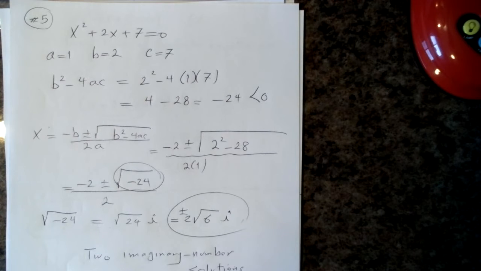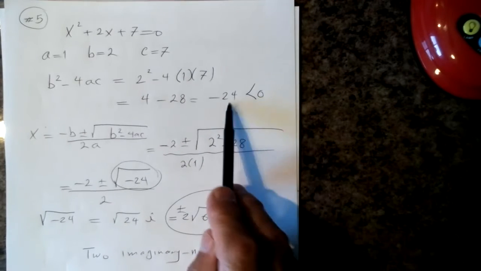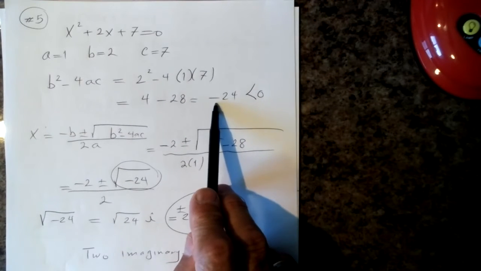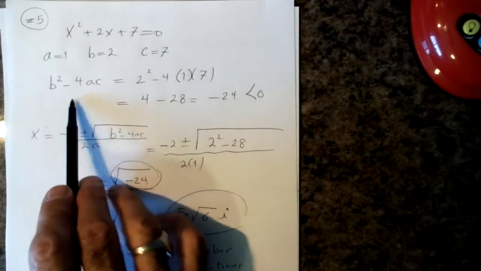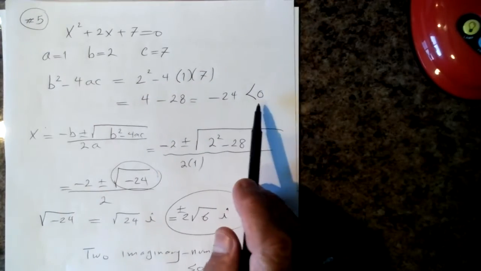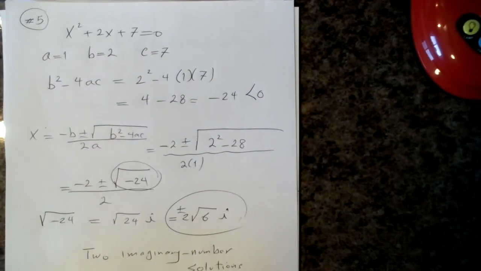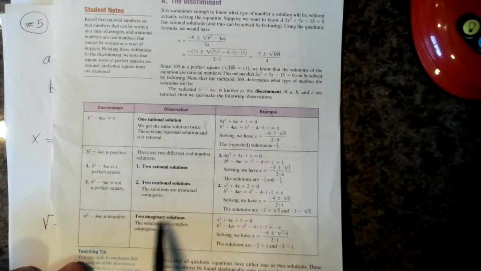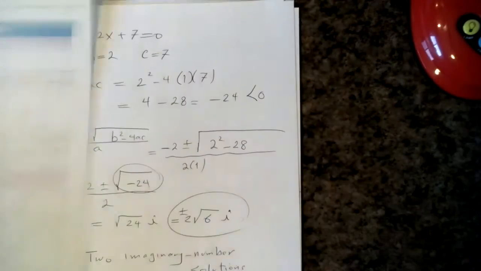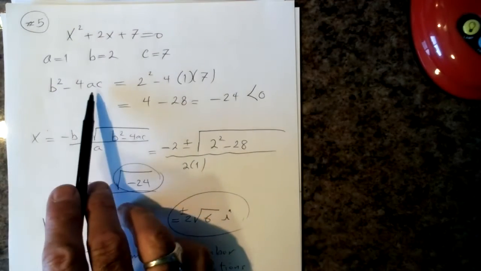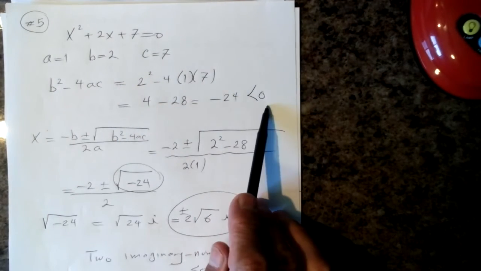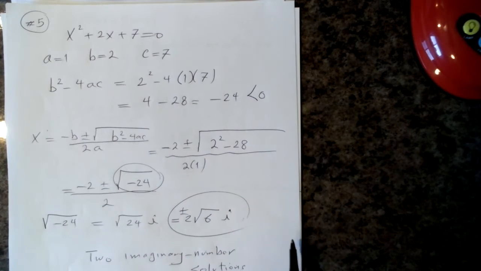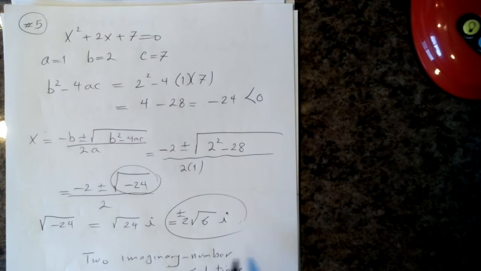They didn't want you to solve it, they just want you to tell, right? You could stop right here and say, you know what, b squared minus 4ac is a negative number, minus 24. When b squared minus 4ac is negative, then you have two imaginary solutions, okay? So here, b squared minus 4ac is negative, so it's imaginary numbers. And if you want to solve it, that's how you solve it.